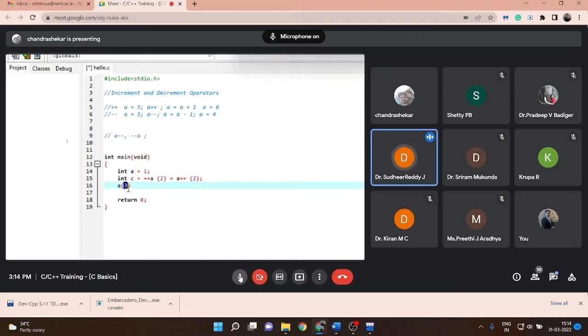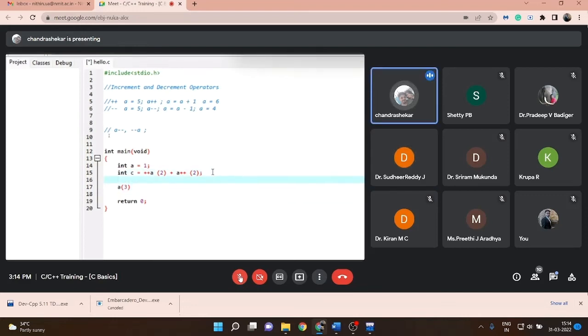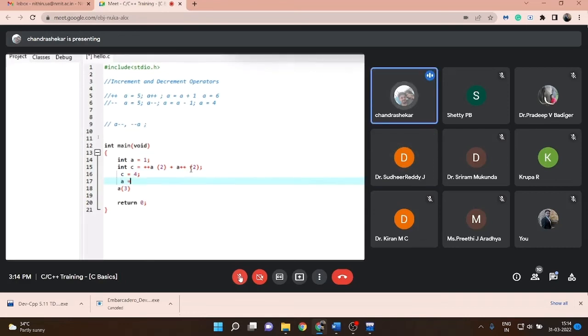But is it not that 2 plus 3 will become 5, because you have put the increment in between the arithmetic operator? No, here c will have 4, because a is still 2: 2 plus 2. Now c will be 4, and a will be 3 after executing.